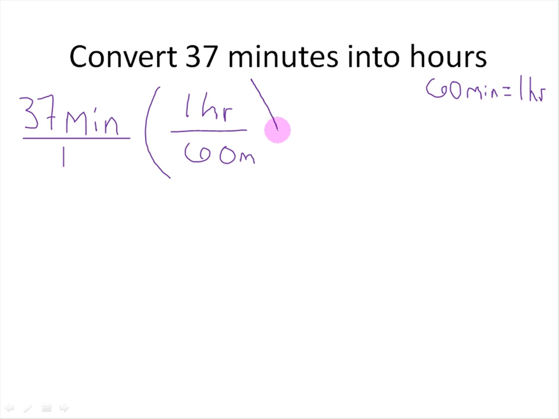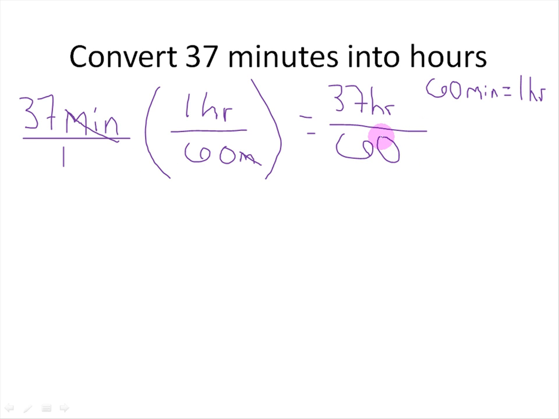This is just the number 1. 1 hour over 60 minutes is exactly equal to 1. Now I can come through and do my multiplication. Now I can come in and do canceling. So minutes cancel with minutes. So now this 60 is just a pure number. It doesn't have any units connected to it. And this 37 is just a pure number. It doesn't have any units connected to it. But I'm going to multiply that times 1 hour. So 37, pure number, times 1 hour is 37 hours. And 1 times 60 is 60.